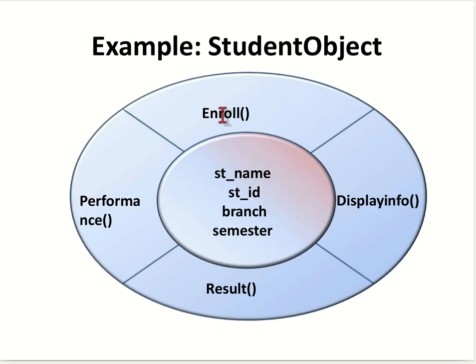So here is an example of a student object. Let's first see the object of a student. If we are defining a student, what are the different properties of a student? Student name will be there, student ID will be there, branch will be there, semester will be there. All these things are defining one student.